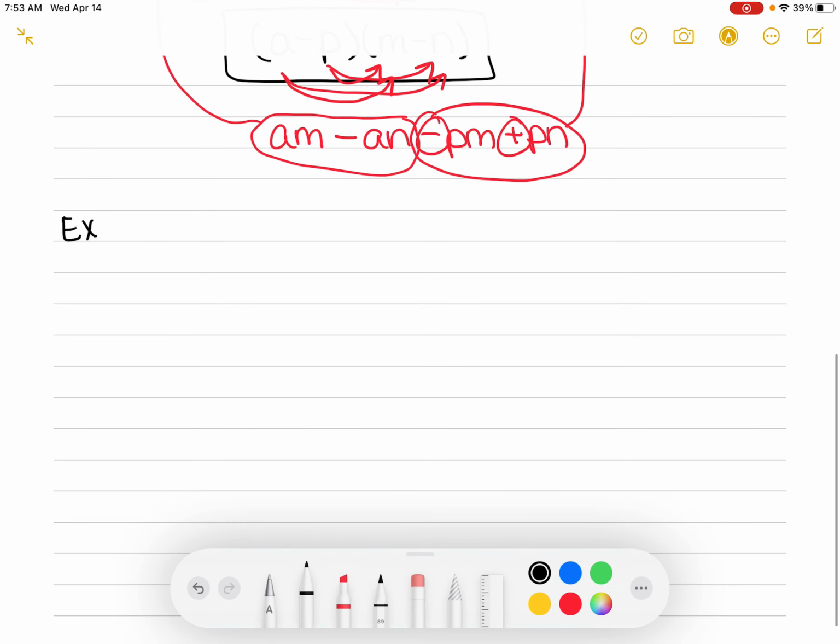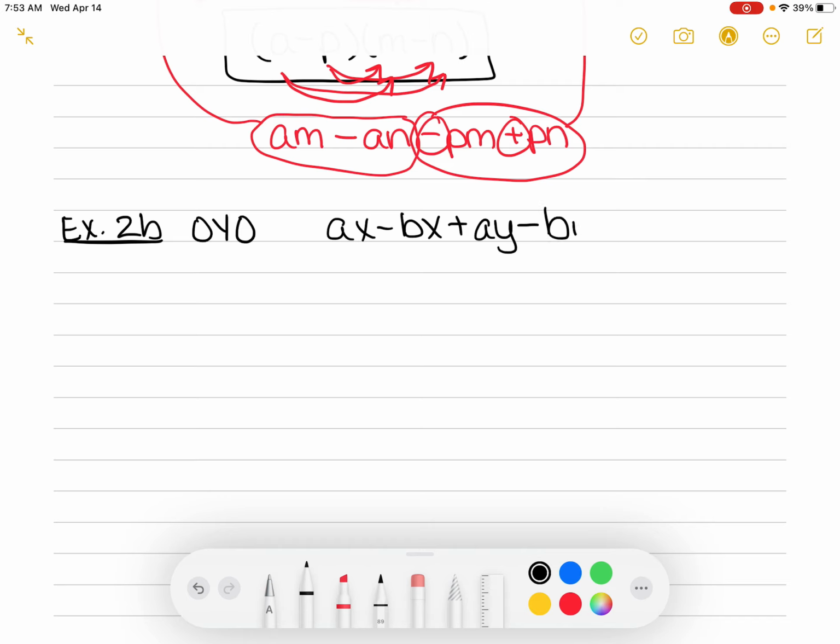Okay, last one, example 3. Actually, instead of going to example 3, let's see if you can do one like that one I just did. So I'm going to call this one example 2B, and it's on your own. So let's do AX minus BX plus AY minus BY. Now this one does not have parentheses, but you can put those parentheses in, or you could just do it section by section. Okay, so go ahead and hit pause and solve this on your own.